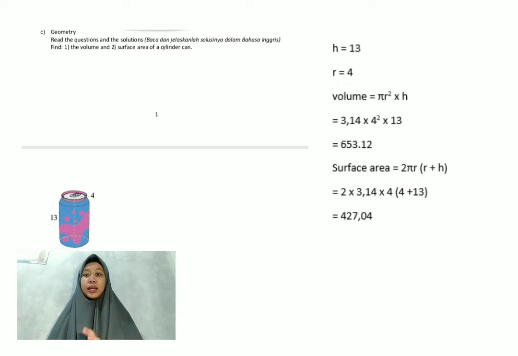(r plus h) in parentheses equals 2 times 3.14 times 4 times (4 plus 13) in parentheses equals 427.04.